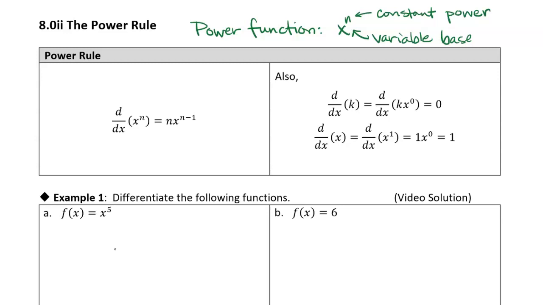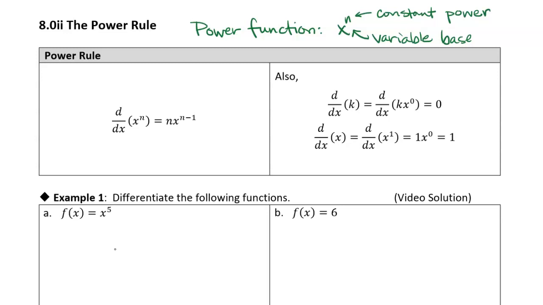So the first type of function that we're going to look at is the power function. So what is a power function? A power function is just some variable base raised to a constant power. For example, x squared. X is a variable and the power would be 2. So that's an example of a power function. Now we can do x squared, x cubed, x to the 500th power.